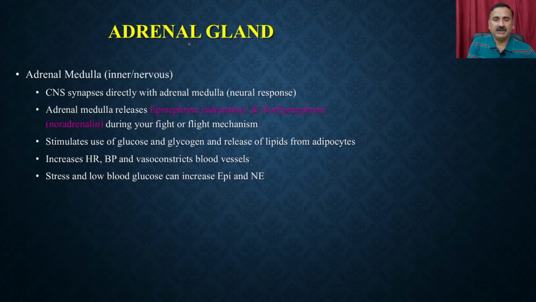Then we will talk about the adrenal glands. Adrenal glands could be of adrenal medulla, right. So, it could be a CNS synapses directly with adrenal medulla, right. So, the adrenal medulla releases the epinephrine and norepinephrine during the fight or flight mechanisms. Okay. What is meant by the fight or flight mechanism is that it is going to allow a person to respond to different types of conditions, the conditions where there will be a danger to life, right.